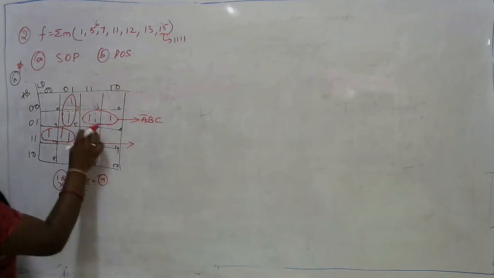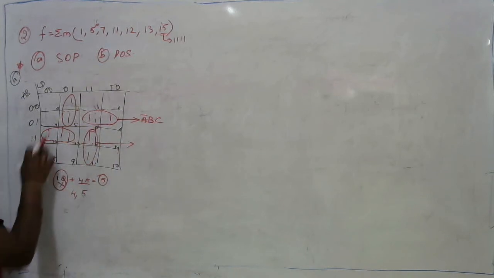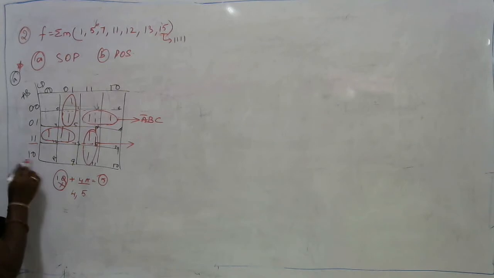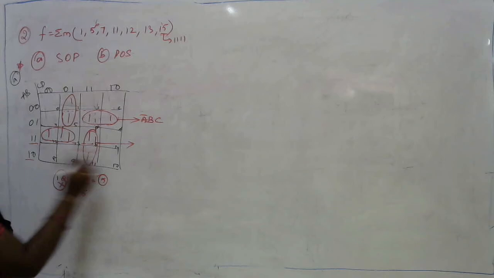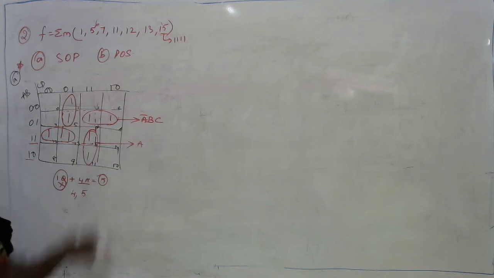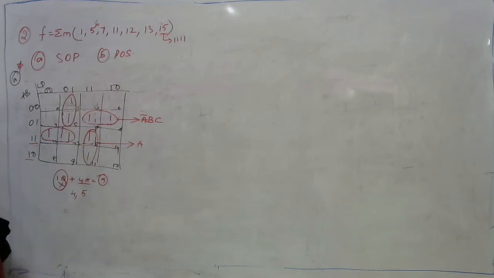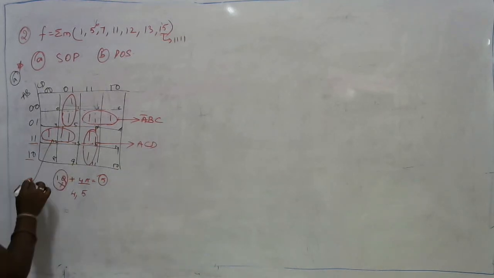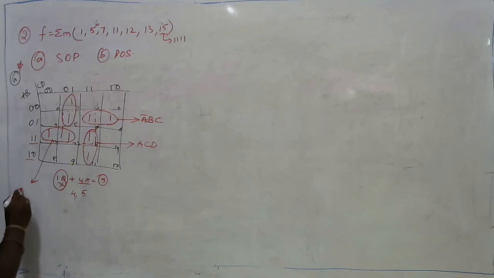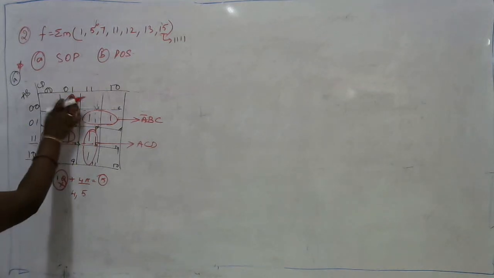Similarly, this is present in two different rows, the corresponding changes in the row are 1 and 0, which is related to B. So B will be cancelled out, left over with only A. And it is present in only a single column. The corresponding variables for that single column are C, D. Similarly, for this one, it is present in a single row. The row variables are A, B and it is present in two different columns.